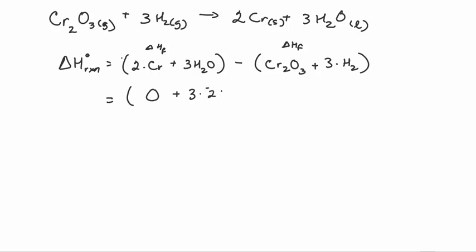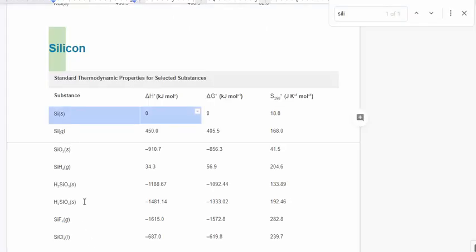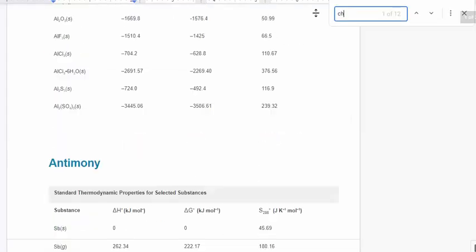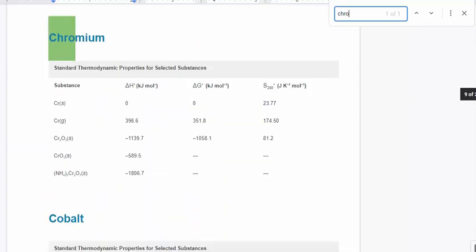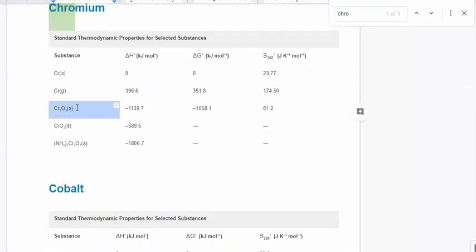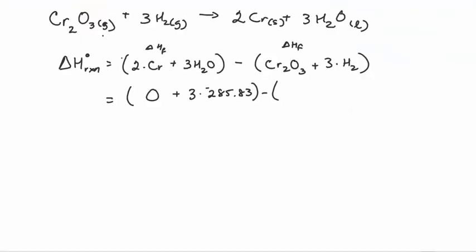Now this chromium(III) oxide is found under the chromium tab, and here we have solid Cr2O3(s), and it's a negative 1139.7. That's supposed to be an S. I realize that probably looks like a G. So negative 1139.7. And then we have our elemental form of hydrogen, so the HF for that is going to be 0.